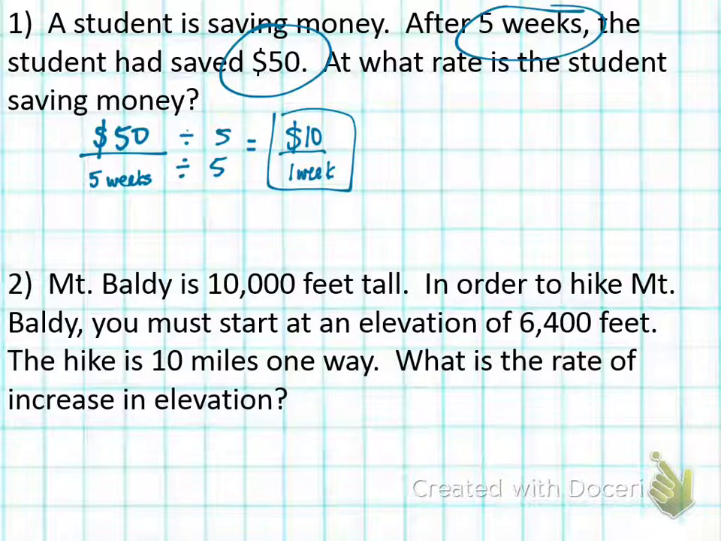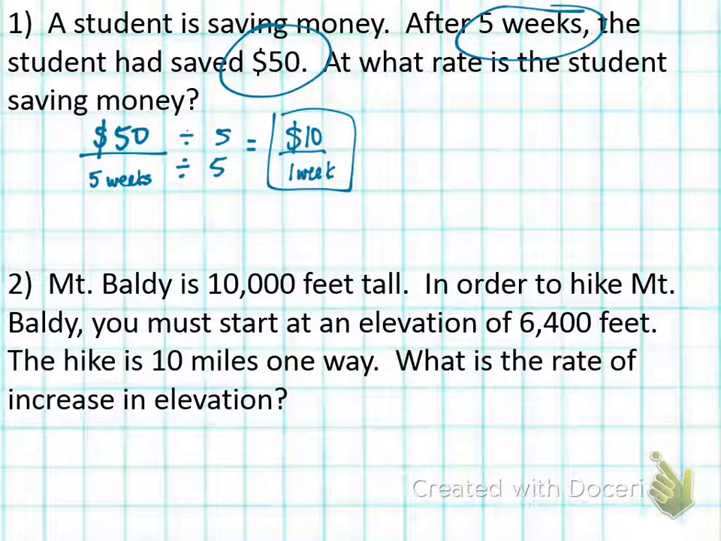Okay, number 2. This one's applicable. Mount Baldy is just down the freeway a little bit. Mount Baldy is about 10,000 feet. All right. Mount Baldy is 10,000 feet tall. In order to hike Mount Baldy, you must start at an elevation of 6,400 feet. The hike is 10 miles one way. What is the rate of increase in elevation?